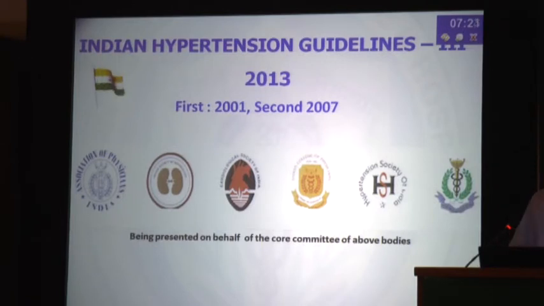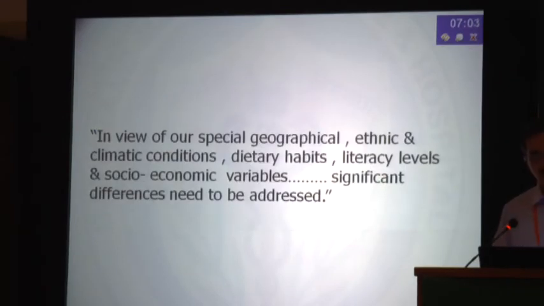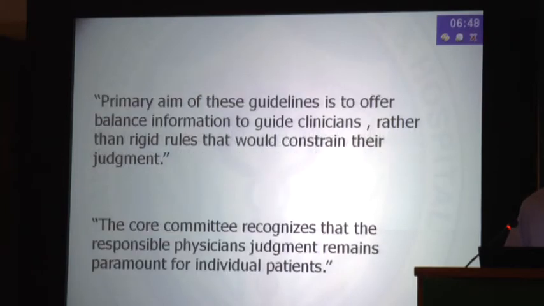We are Indians, and we have the Indian Hypertension Guidelines, the third edition, which came up in 2013. Professor Wander has been an eminent person in the publication of these guidelines, the compilation as well as the publication of these guidelines. So how do we differ from the Western guidelines? It was quoted that in view of our special geographical, ethnic and climatic conditions, dietary habits, literacy levels and socioeconomic variables, significant differences need to be addressed as far as our population is concerned.